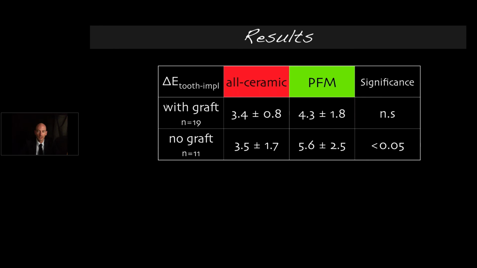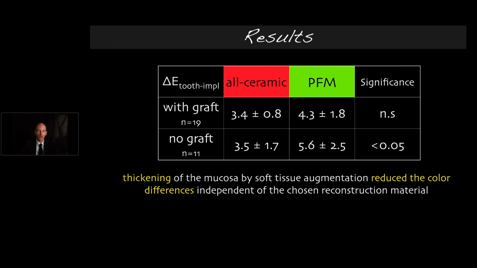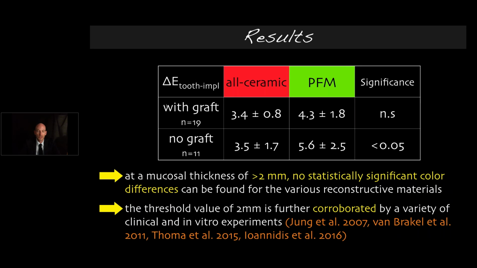So looking at some numbers, it's very interesting to see that there was a difference between the all-ceramic and PFM group if no grafting was performed. However, if grafting was performed, there was no difference between the two types of reconstructions. So they could conclude that the thickening of the mucosa by soft tissue augmentation reduced the color differences independent of the chosen reconstruction material. And further on, a threshold value was calculated, which was around 2, and this was also shown in a couple of subsequent studies.